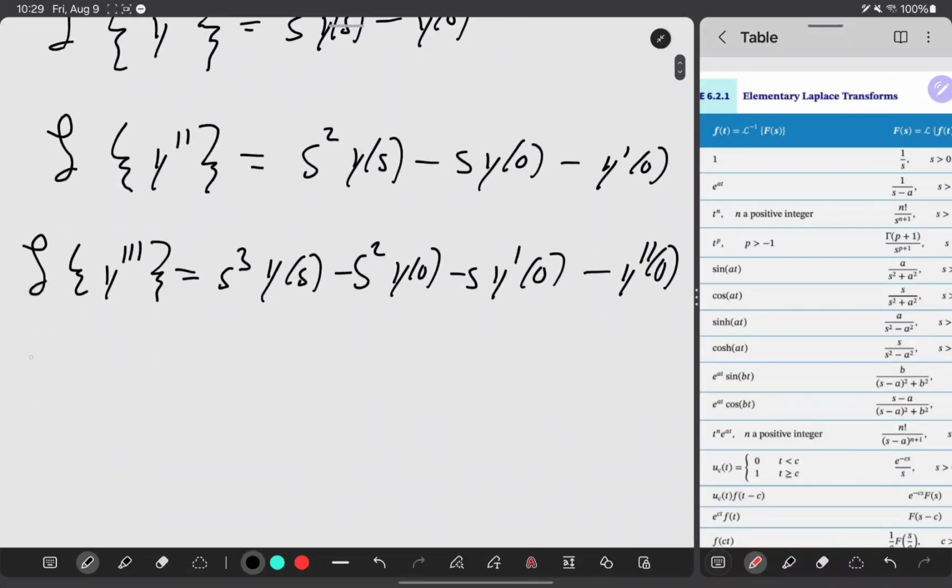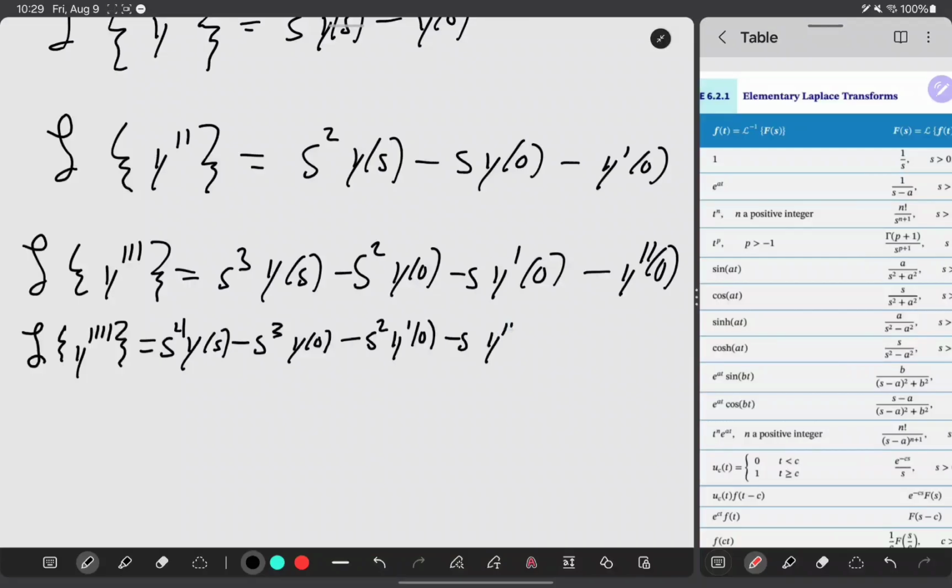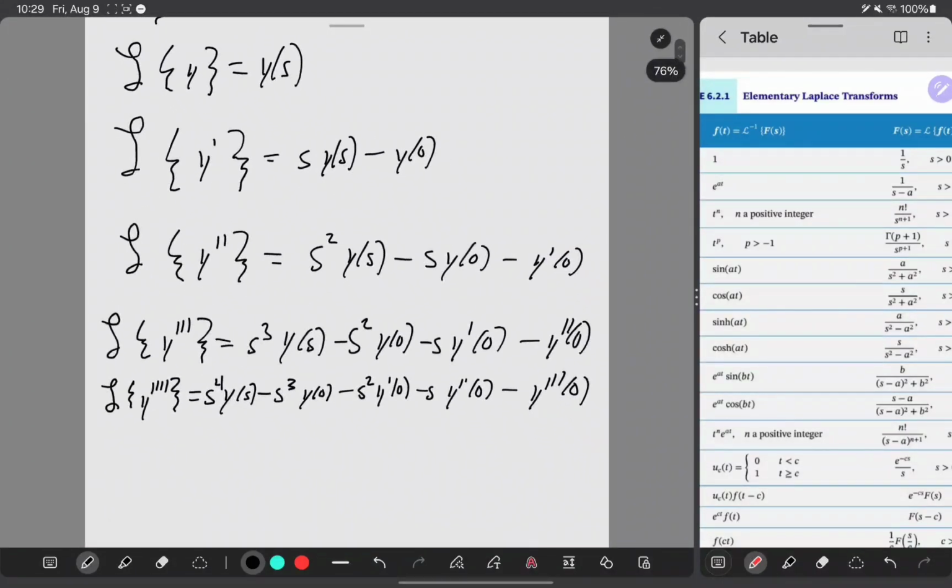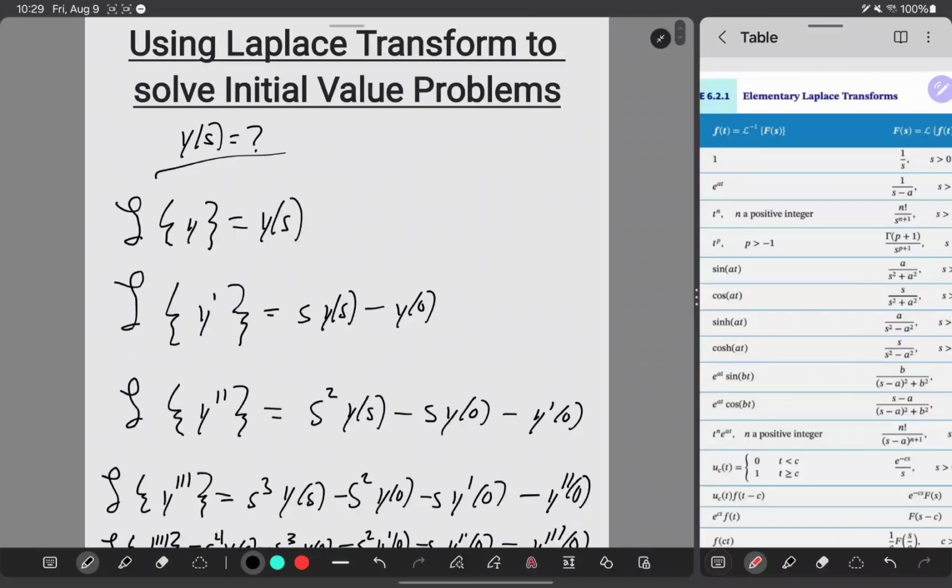If I were to go to the Laplace of y fourth prime, s to the fourth Y of s minus s cubed y naught minus s squared y prime of 0 minus s y double prime of 0 minus y triple prime of 0. And you just keep going on and on and on. I've had cases where I had something like this, by the way. Kid you not, my professor was evil. But anyways, let's dive right in.